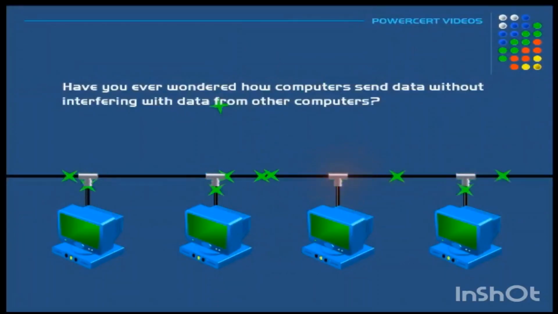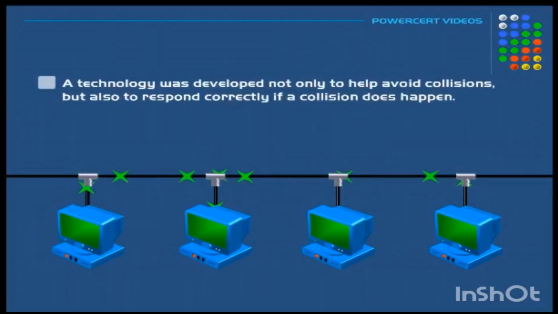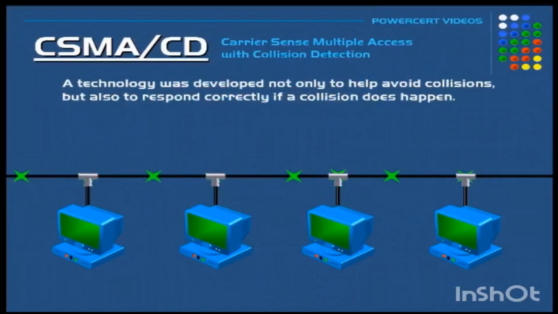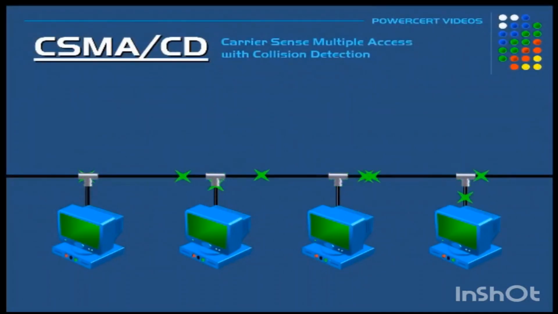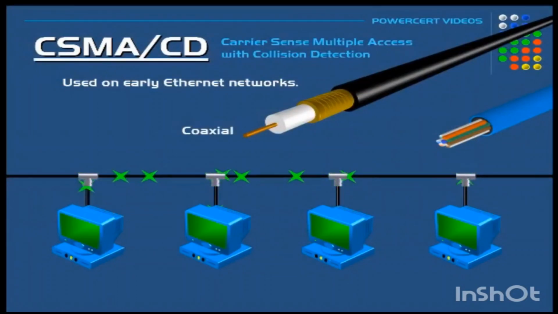Have you ever wondered how computers send data without interfering with data from other computers? Especially if the network has a lot of computers that are sending and receiving data at the same time, there would be a lot of collisions happening. A technology was developed not only to help avoid collisions but also to respond correctly if a collision does happen. This technology is called CSMA-CD, which stands for Carrier Sense Multiple Access with Collision Detection. This access method was used on early Ethernet networks that used coaxial cables and twisted pair cables.